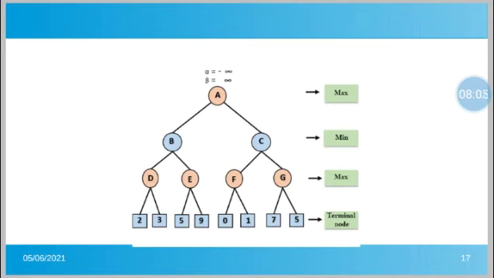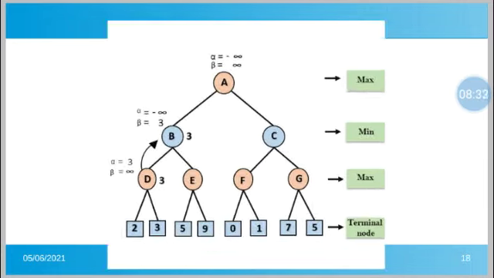So at nodes D, E, F, G, there will be alpha. So there will be max, right? So max will choose the maximum between two values. So at D, the maximum value between 2 and 3, so 3 will get chosen. At E, the maximum value between 5 and 9, so 9 will be chosen. At F, the maximum value between 0 and 1, that is 1 gets chosen. And at G, the maximum value between 7 and 5, so 7 is chosen. Right? So now this is what I have told you in brief.